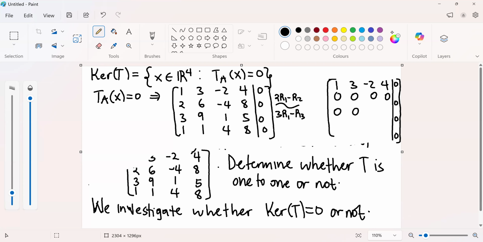Then 6 minus 1, this is a negative 7 in magnitude, and 12 minus 5, that is 7.